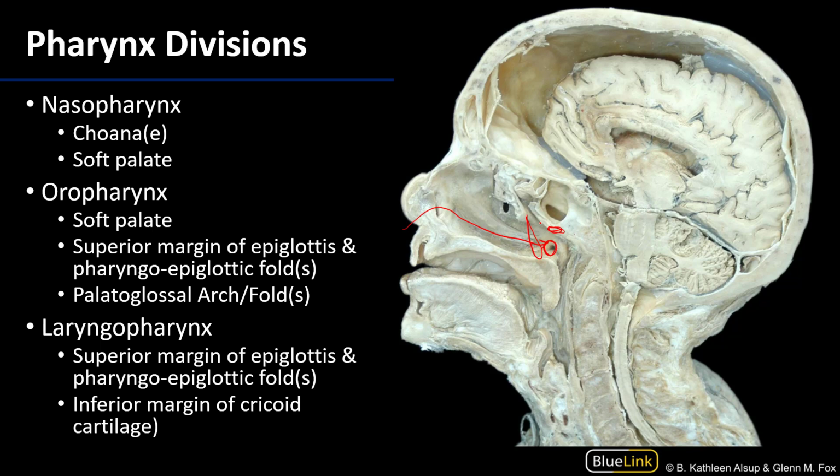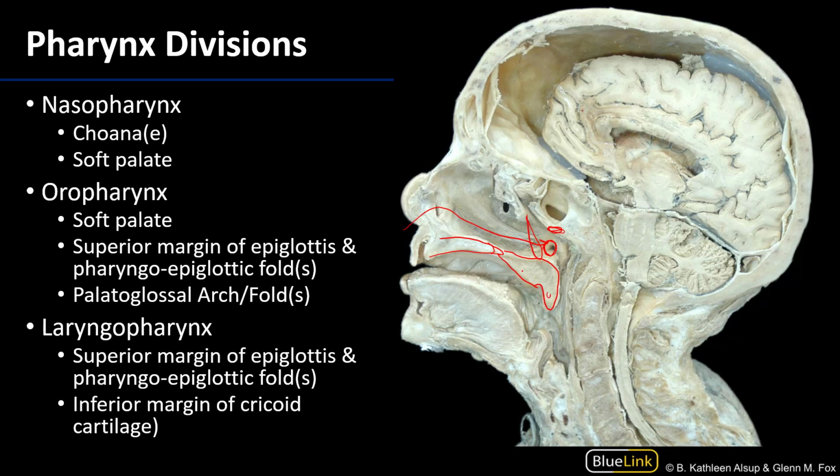Now, the boundary between the nasopharynx and the oropharynx is the soft palate. So here's the bony palate. This is comprised of the maxilla here. Maybe there's even a little bit more of it right there. And then all of this here is soft palate. And the terminal portion of the soft palate is the uvula.